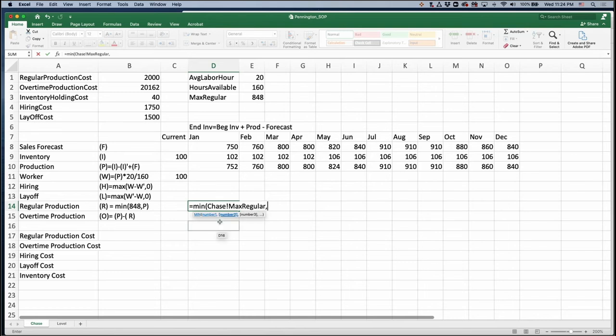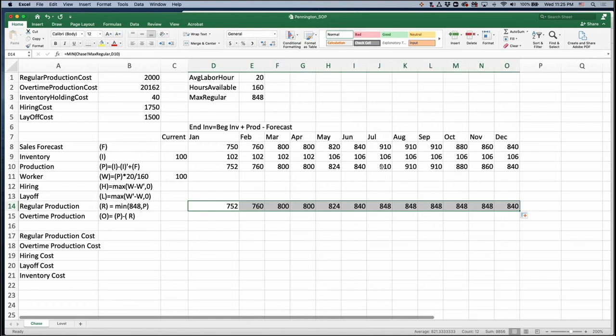This production quantity is 752. If this number is less than 848, then this is the regular production time. And if it is bigger than 848, for example July, where the required production quantity is 910, then you can have overtime quantity, right? So the maximum regular time is 848, and beyond this, that's your overtime.